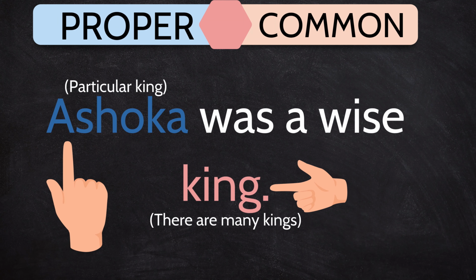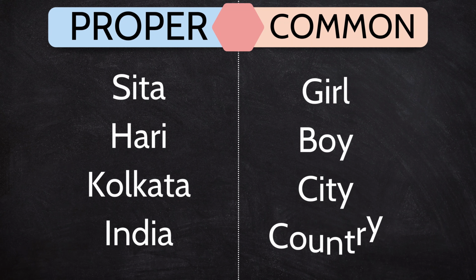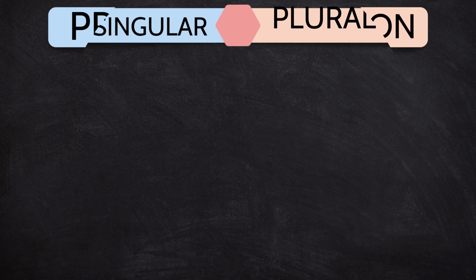First, proper noun and common noun. What is the difference between these two nouns? So, let us take this sentence for instance. Ashoka was a wise king. Here, Ashoka is a proper noun and king is a common noun. It is because Ashoka, we are talking about a particular king. And king, there could be many kings, but we talked about Ashoka. For example, here we have these set of words: Sita, a girl; Hari, a boy; Kolkata, a city; India, a country. We got to know the difference here.